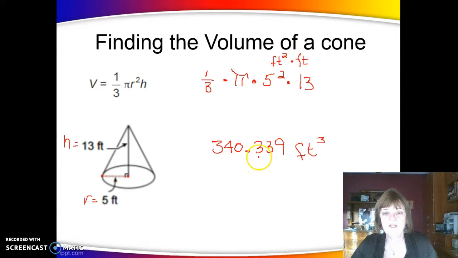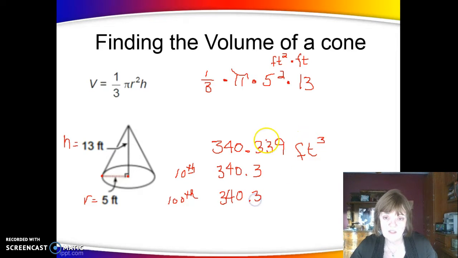What if I wanted it rounded to the 10ths place? If I've said to the 10ths, and I'm going to write that down so you can understand what I'm saying, 10ths place, then it would be 340.3. If I wanted it to the 100ths place, that would be 340.3. And then take a look at that 100ths place. That's our 3 right here.